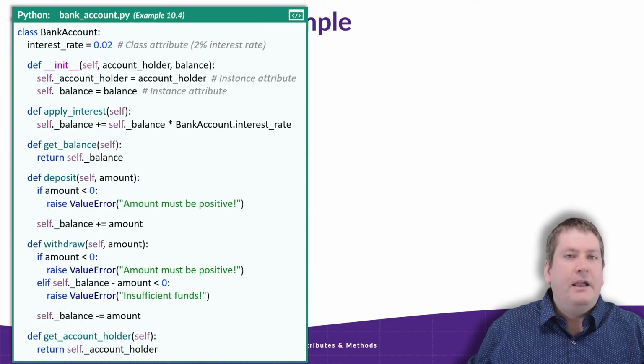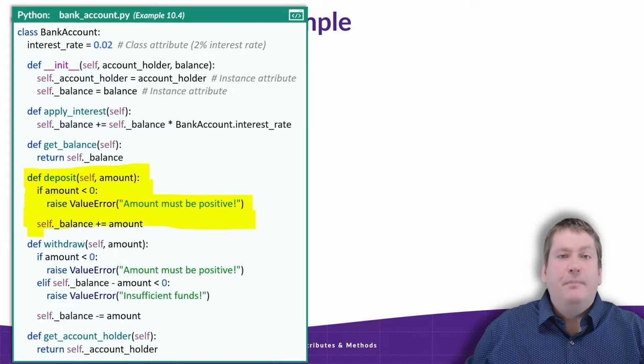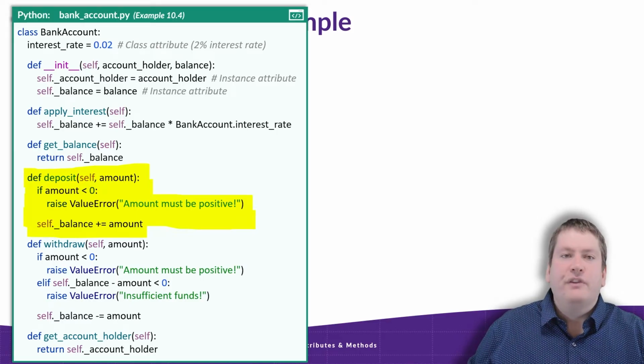Here we're taking that bank account class again, and we're adding some new methods to make it a little bit more interesting. We have two getters. These are methods that return an instance attribute. In this case, we are returning the balance in getBalance, and we're returning the name of the account holder in getAccountHolder. We're also adding a deposit method, which allows us to deposit money into the account, and it has some simple error checking to make sure that we're not depositing a negative amount.